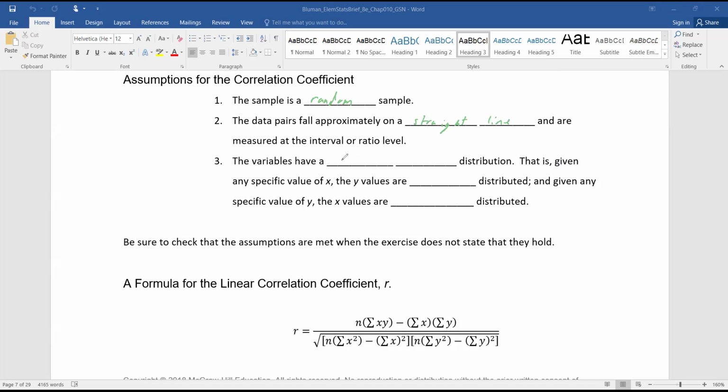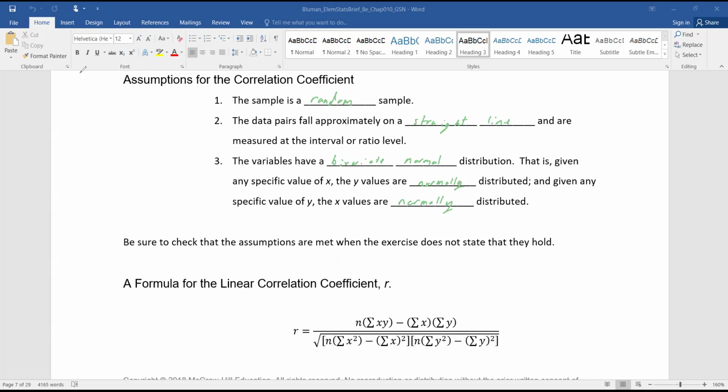The variables have a bivariate normal distribution, that is, given any specific value of x, the y values are normally distributed, and given any specific value of y, the x values are normally distributed. That's what bivariate normal distribution means: no matter what x or y is given, we can assume that they're normally distributed. Be sure, though, to check that the assumptions are met when the exercise does not state that they hold.